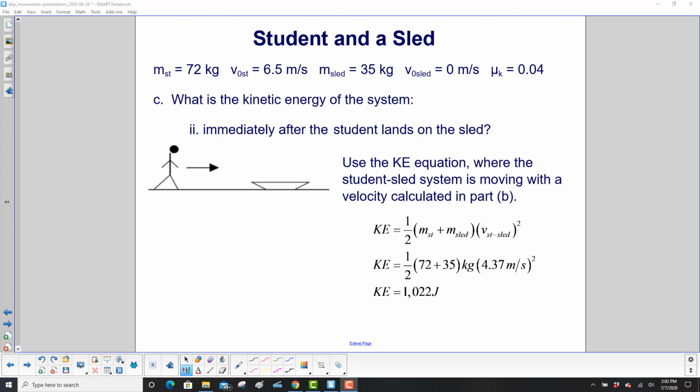Now, what's the kinetic energy of the system immediately after the student lands on the sled? Well, we're going to use the kinetic energy equation, and we actually have the velocity of the combined student sled right here. And be sure you use here the combined mass of the student and the sled. Plug all the numbers in, and you get 1,022 joules.